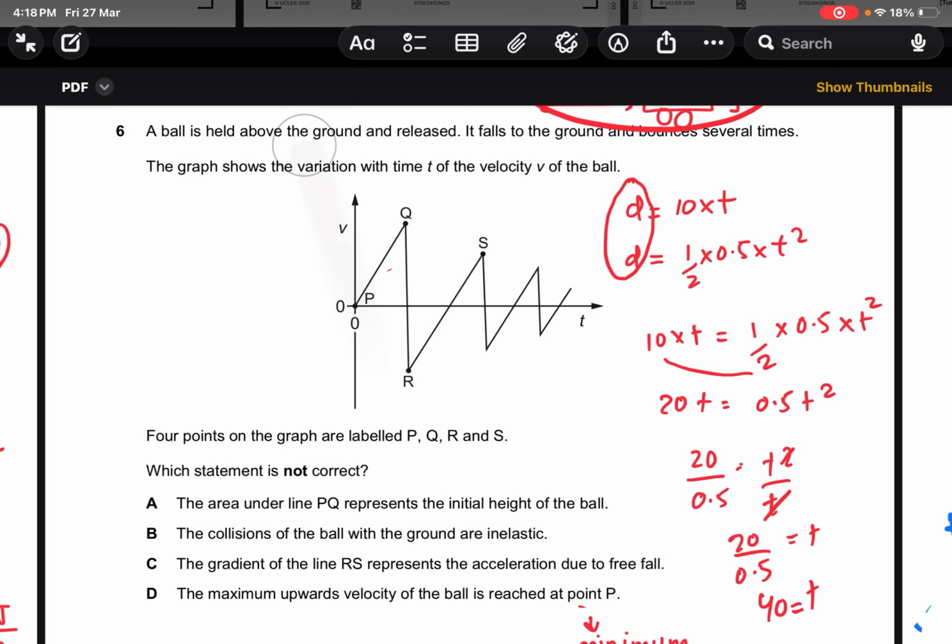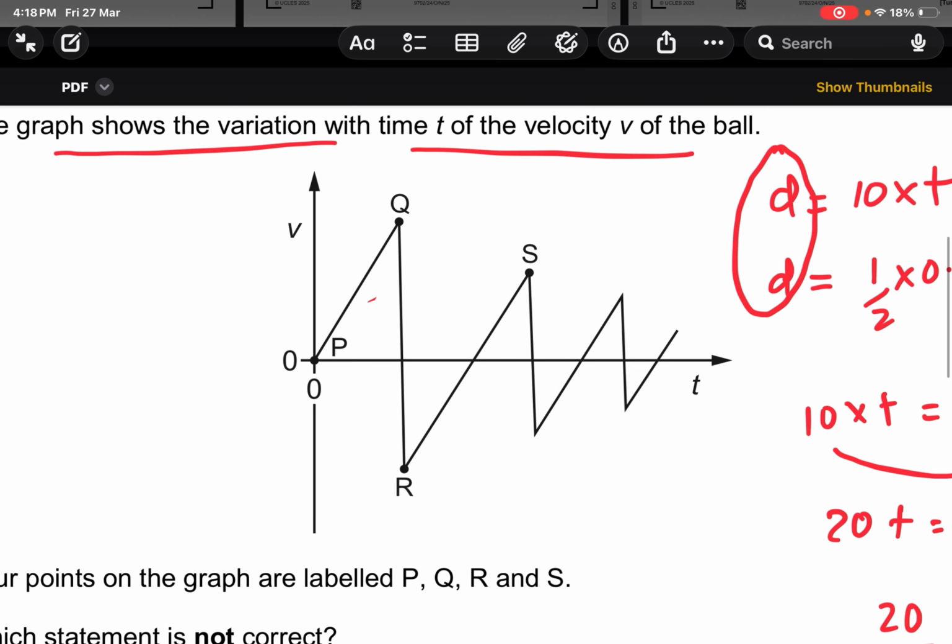A ball is held above the ground and released. The ball falls to the ground and bounces several times. The graph shows the variation of the time with the velocity of the ball. So what is happening is at this point, which is P, you drop the ball. You need to understand the graph in terms of the ball. So at this point, this is P, you drop the ball. Over here, the velocity is 0, time is 0.